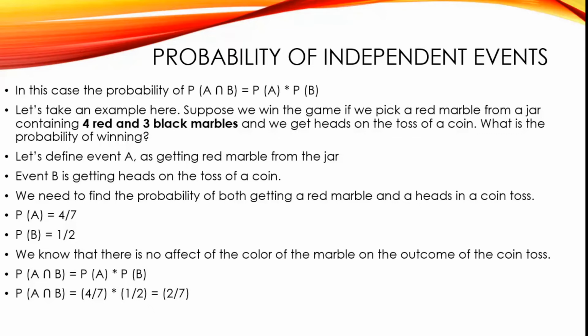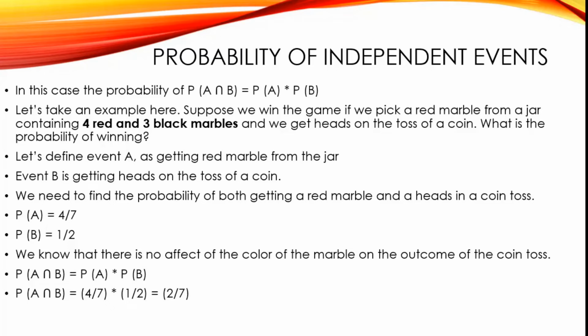And if you get heads on the toss of a coin at the same time, once you got red, I'll also do the toss of a coin. And if you got the red and heads, that means you are the winner. So two events are there here now. One is picking a red marble from a jar of 4 red and 3 black, and also you need to get a head when I toss a coin.